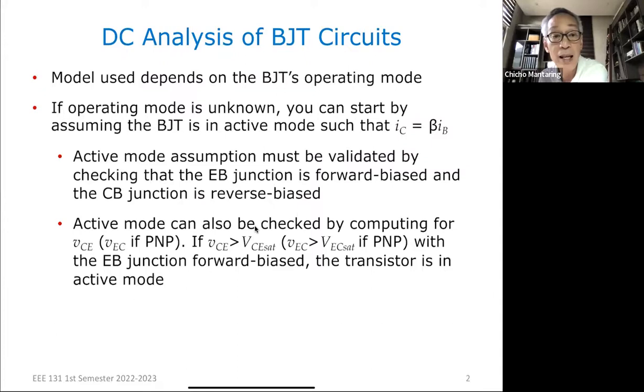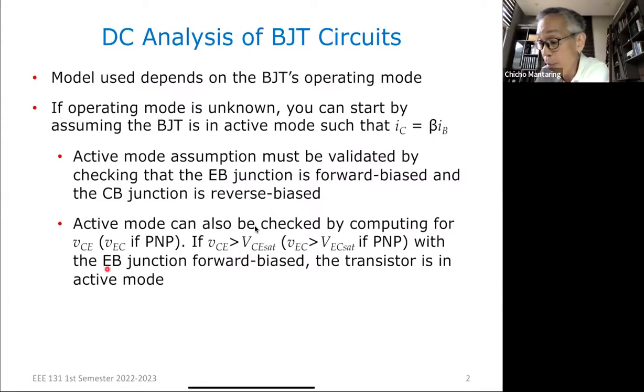There are two ways of validating whether it's in active mode. First of all, the emitter junction has to be forward biased. Actually, that's true for both active and saturation. If the collector junction is reverse biased, you know it's in active mode. The other way is you compare VCE to VCE SAT. In the case of a PNP, it's VEC that you compare to VEC SAT. So depending on whether it's an NPN or a PNP.